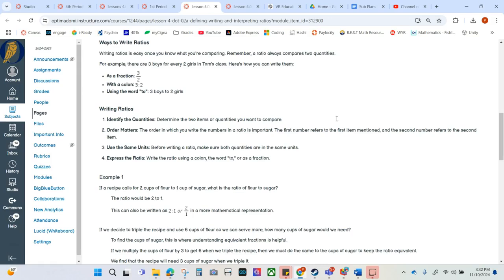3, use the same units. Before writing a ratio, make sure both your quantities are the same units. We'll talk more about this later, but if you're talking about miles, make sure they're both in miles, not one in miles, one in kilometers. And step 4, last step, express the ratio. Write the ratio using a colon, the word to, or as a fraction, just like up here.